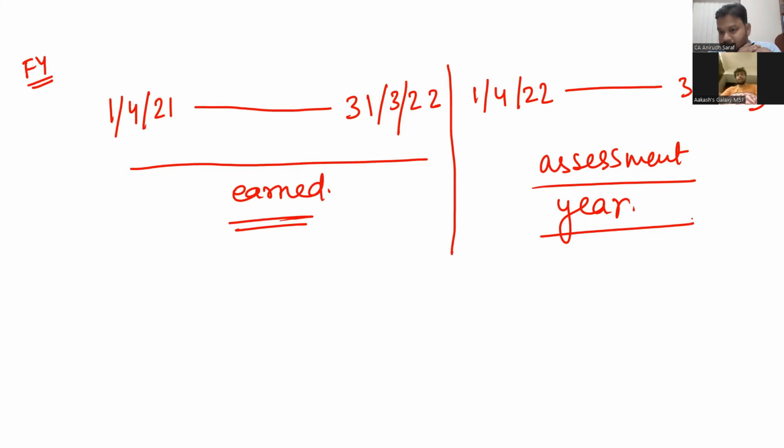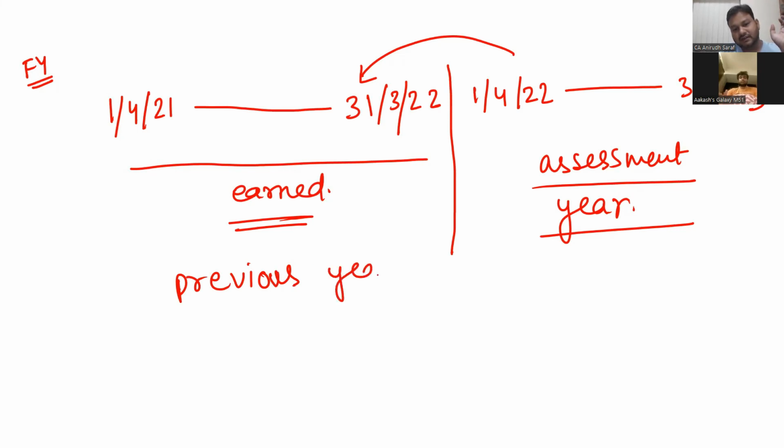In the assessment year, you calculate your income and the tax. When you do the assessment, that means evaluation, calculation, payment of tax, all of that. So this is called assessment year. What do you do in the assessment year? You calculate the tax on the income that was earned in the previous financial year. Whatever income you have earned in the previous financial year, you calculate tax on that. So this is called the previous year.